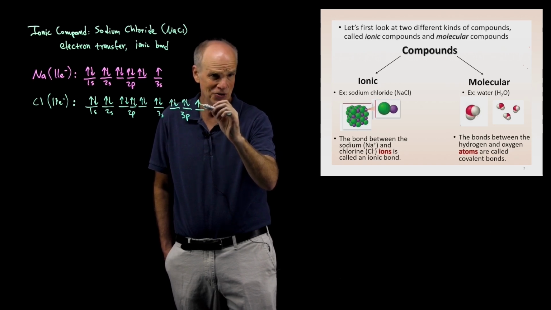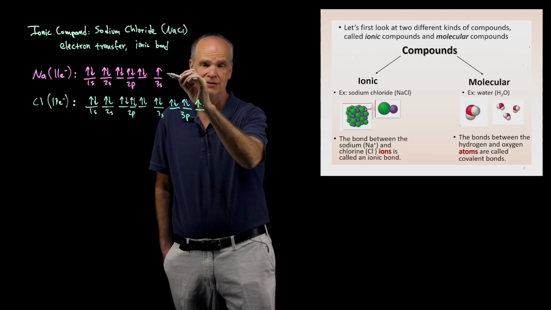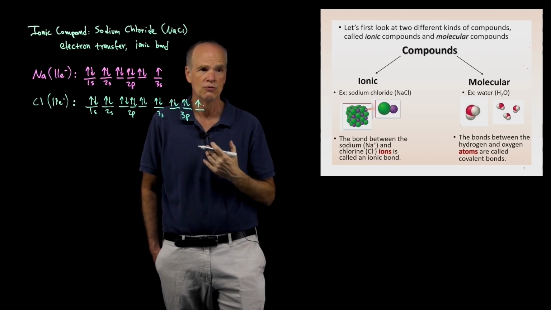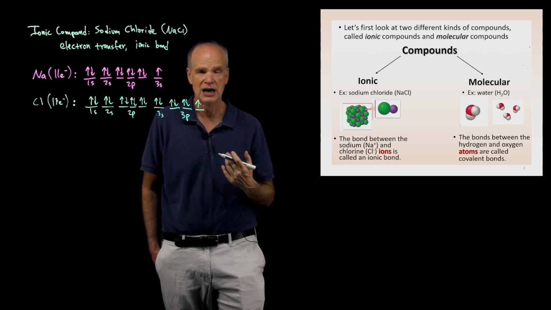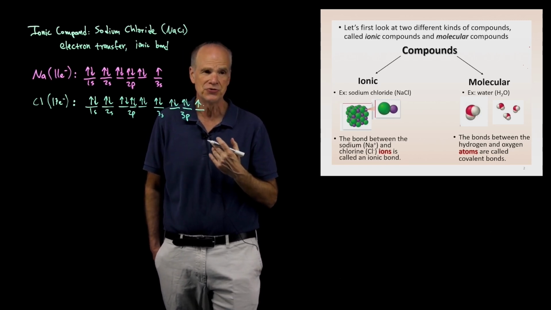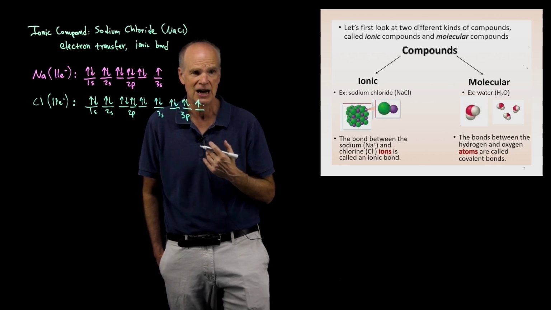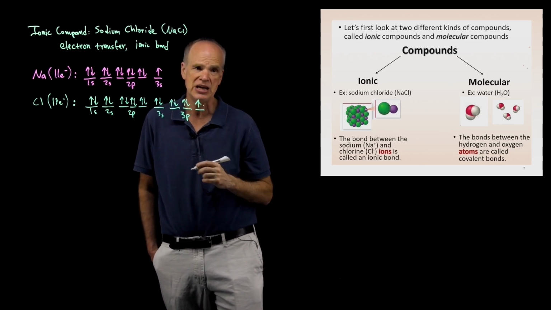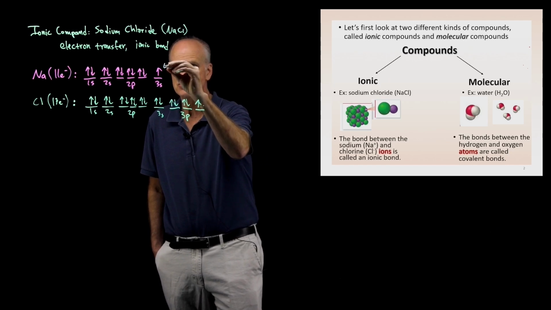It's possible that this electron could leave chlorine and then go into sodium's 3s sublevel and pair up with this electron. So how do you figure out which one is going on? Well, there's some useful information that we've already learned that tells you which direction it's going. And that is the ionization energy of these electrons.